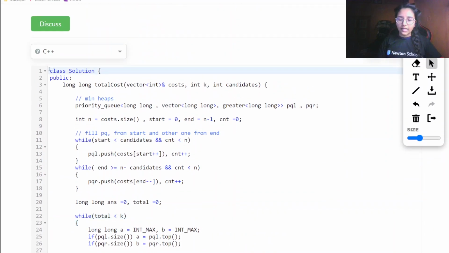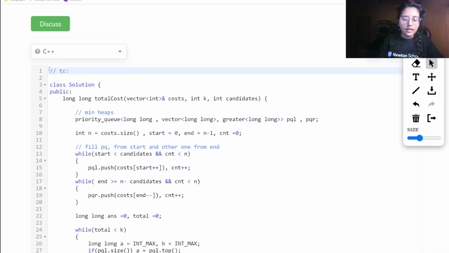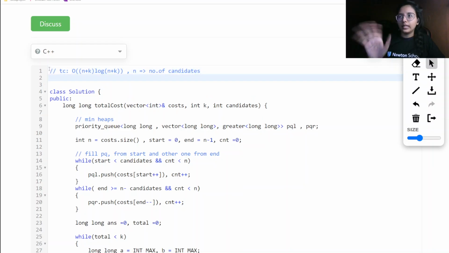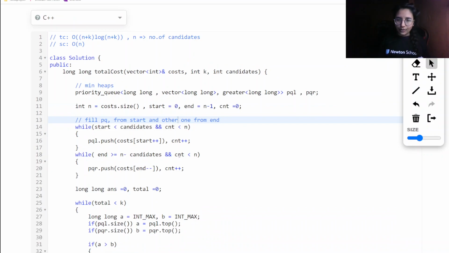Because of that, the time complexity is not n into k, but it is n plus k into log of n plus k. Here n is basically the number of candidates and k is the k input which is given to us. So we can write that directly. And the space complexity is order of n only, where n is the number of candidates. So this is about the space complexity and time complexity for the same.